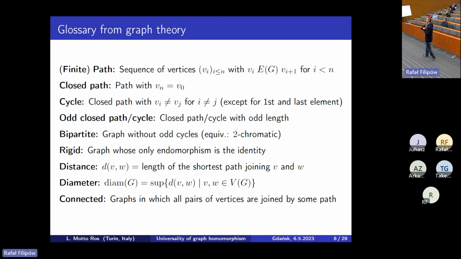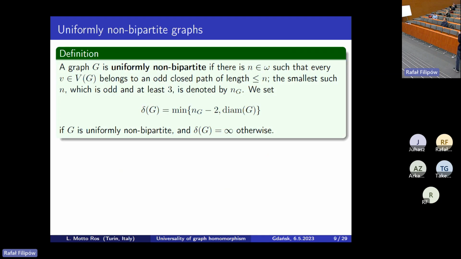Then we have the usual notion of distance between 2 points. If they are connected, then you have a shortest path connecting them. This is the distance, otherwise the distance is infinite. The diameter is the sup of the distance between vertices, and connected, which I already used, means that all pairs of vertices have a path joining them. Sorry, this was very quick, but it was just to take all of you together with the next results.